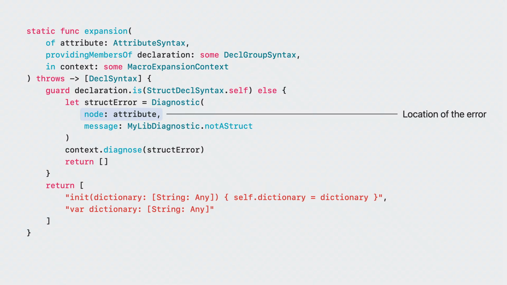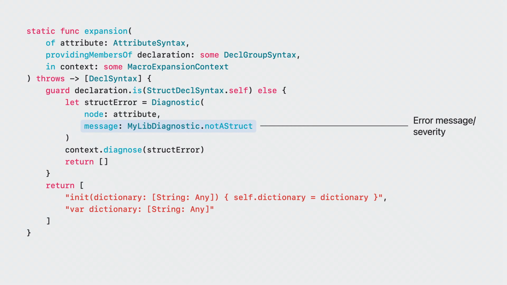A diagnostic contains at least 2 pieces of information. The first is the syntax node that the error occurred at, so the compiler knows which line to mark as incorrect. Here, we want to point to the dictionary storage attribute the user wrote, which, happily, is provided by the attribute parameter the method was passed. The second is the actual message you want the compiler to produce. You provide this by creating a custom type and then passing an instance of it.